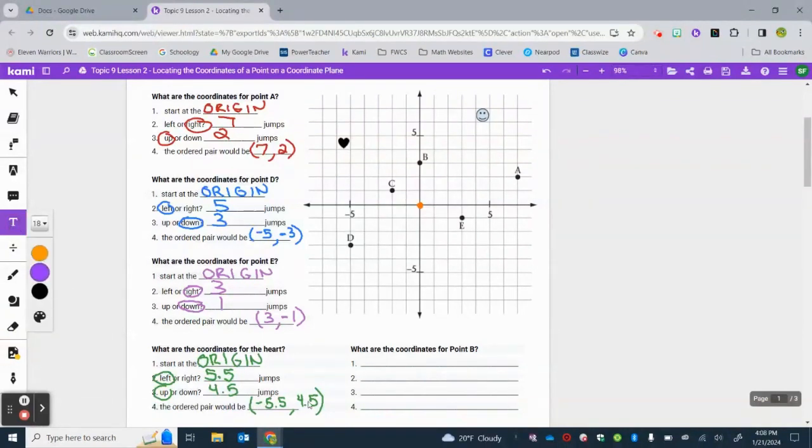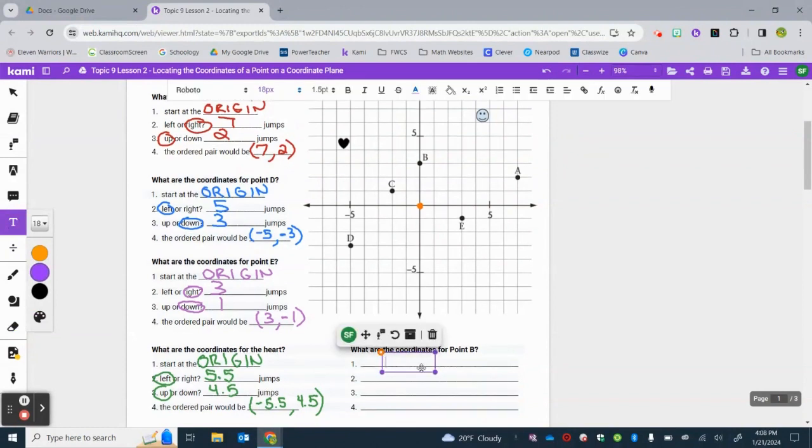So for point B, obviously, number 1, we are going to start at the origin. And for me to get to point B, number 2, I would look at moving left or right. Now, if I'm at the orange dot here, I can see that I do not need to move left or right to get even with point B. So there is no movement left or right on the x-axis. And that would be a very specific number when we talk about our ordered pair.